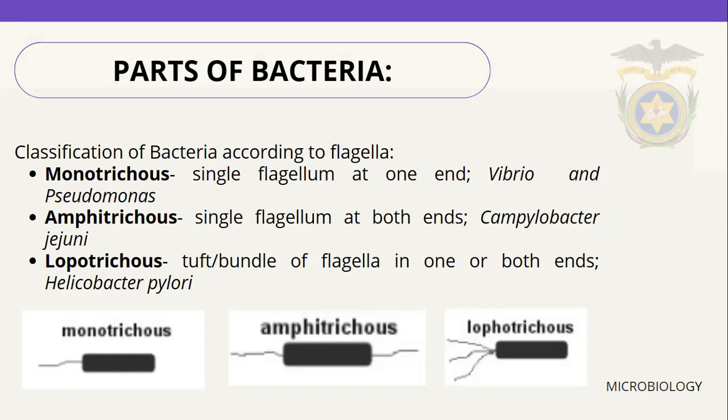So first, we have the monotrichous. This is a single flagellum at one end, and they are commonly seen in Vibrio and Pseudomonas species. The next one, we have the amphitrichous. It's a single flagellum at both ends, and it's commonly seen in Campylobacter jejuni. And the next one, we have the lophotrichous, and it's a tuft or bundle of flagella in one or both ends, commonly seen in Helicobacter pylori.